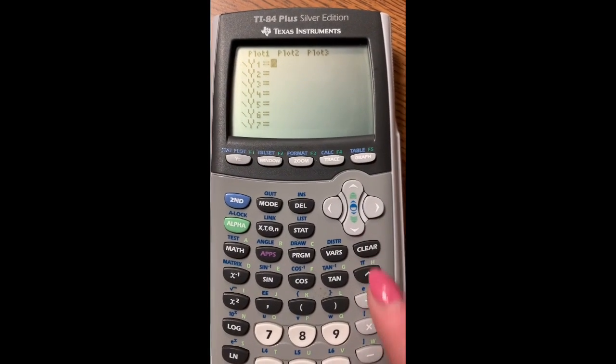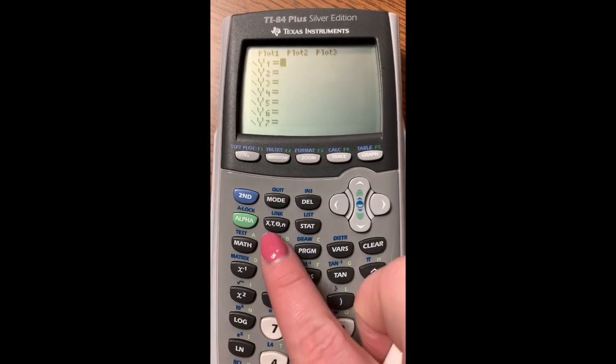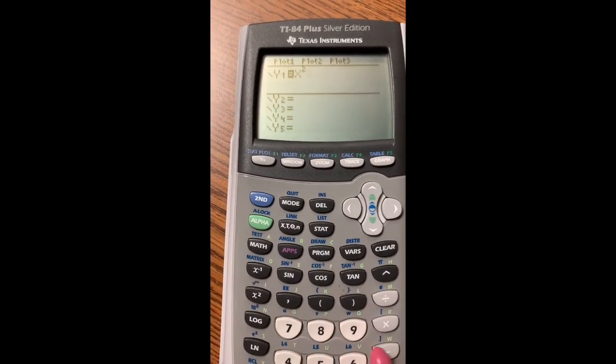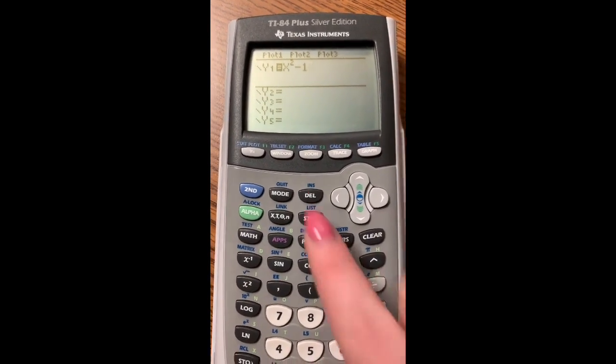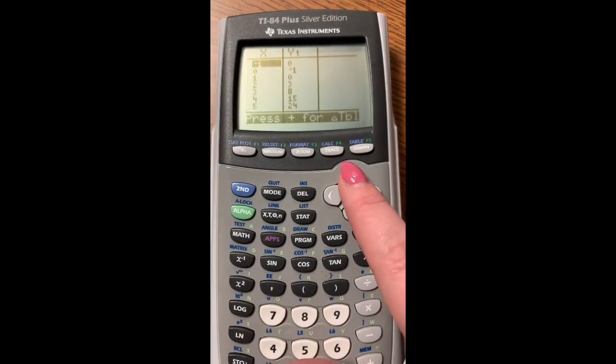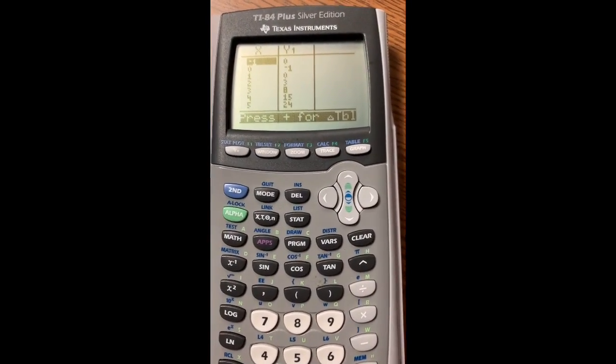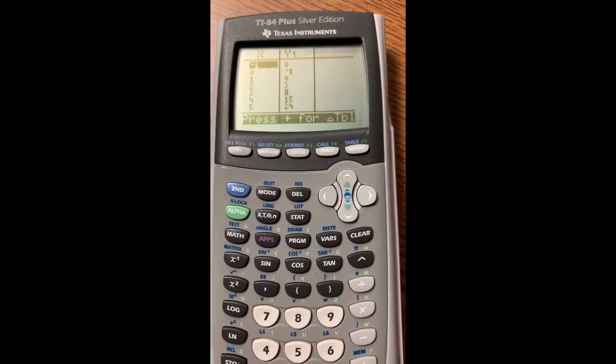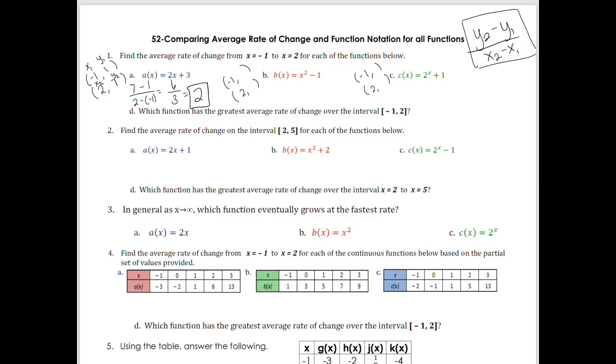Y equals, I'm going to clear this out. And I'm going to put my next equation, which is x squared minus 1. I'm going to go to my table. Need to find -1, 0 is a point, and 2, 3. So x1, y1, x2, y2. So y2 minus y1 over x2 minus x1.